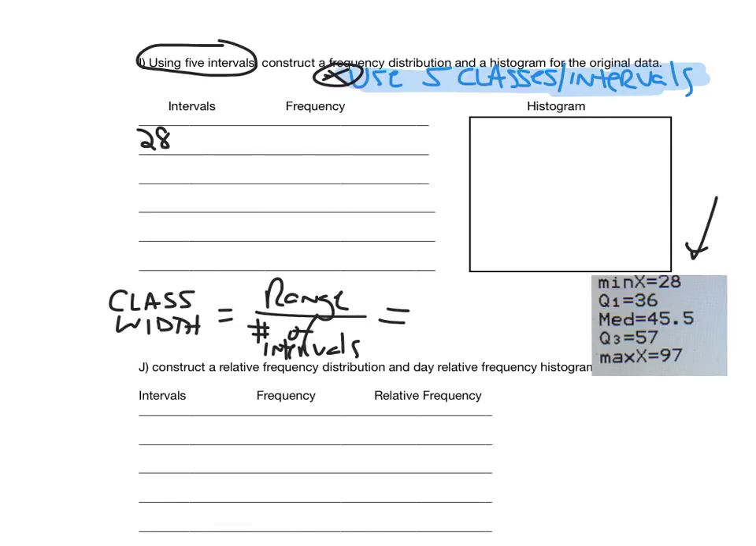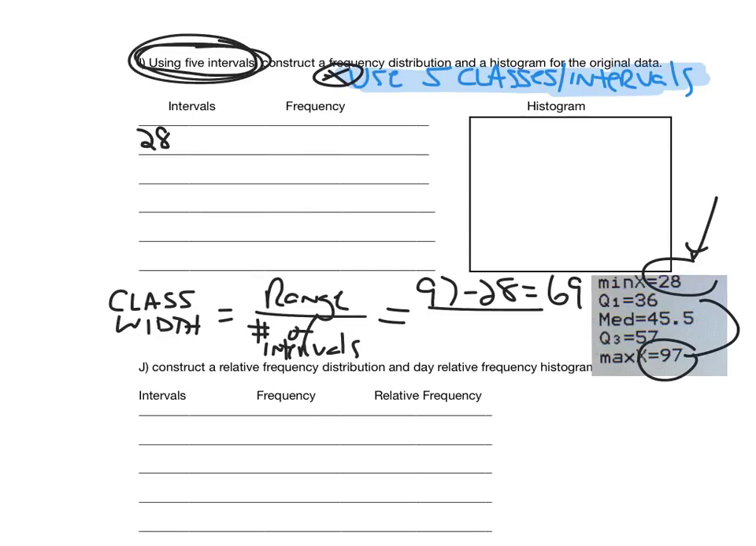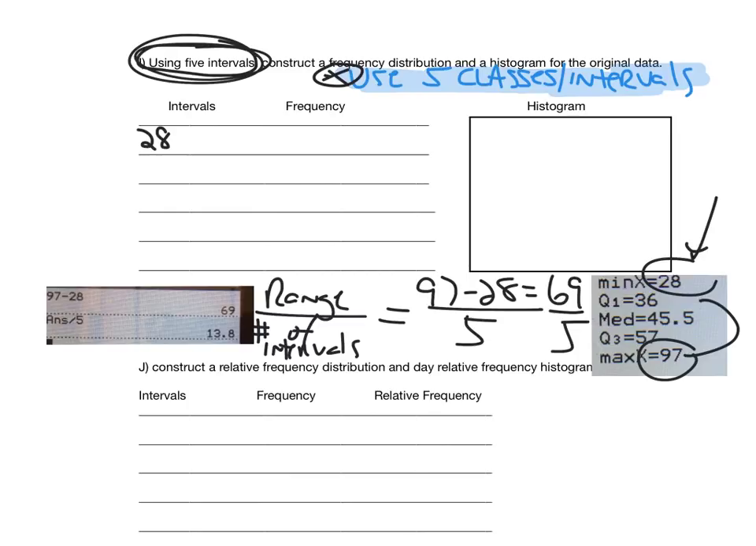So here our range, the max minus the min, 97 minus 28, is going to be 69. And we're going to divide that by the number of intervals, which they always tell you in the question, which is 5. So when we take 69 divided by 5, we're left with 13.8. Now, what we always have to do is round up to get your class width, and you have to round up accordingly.